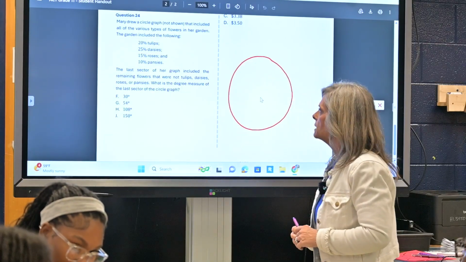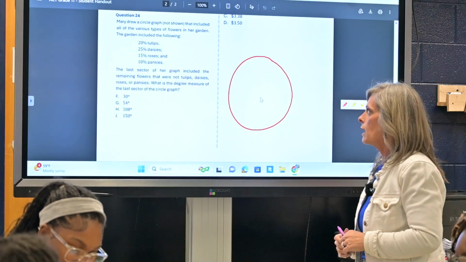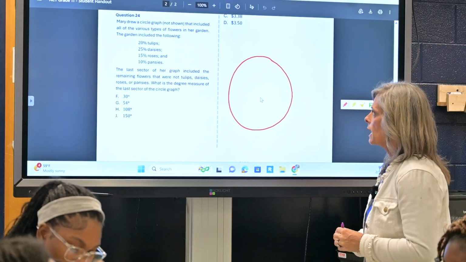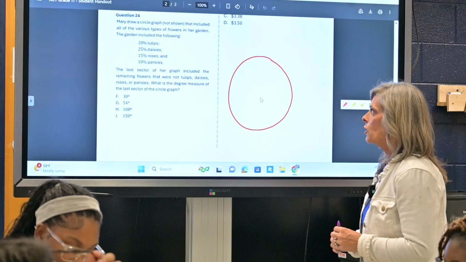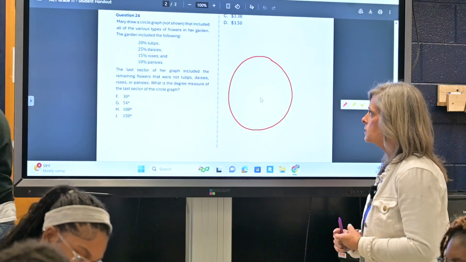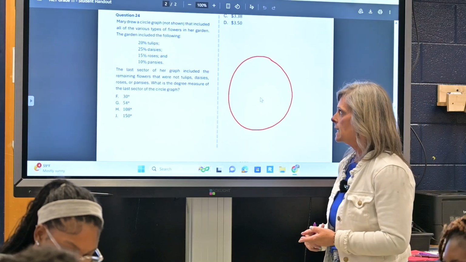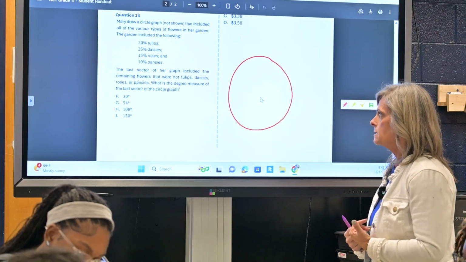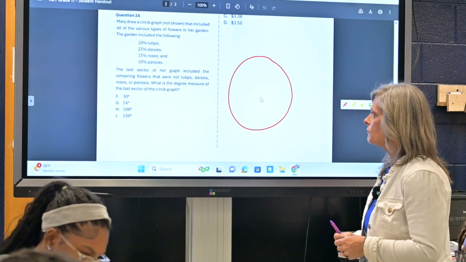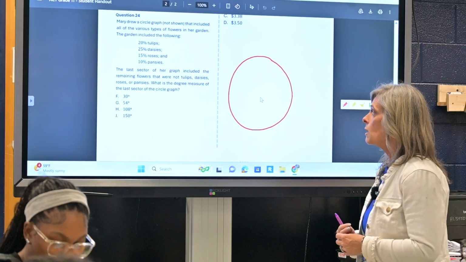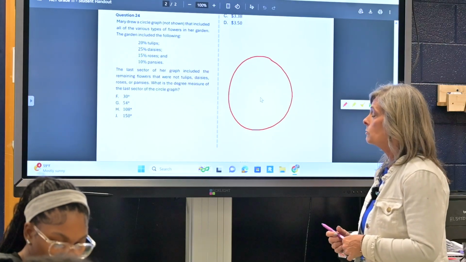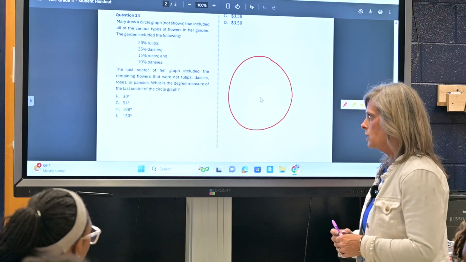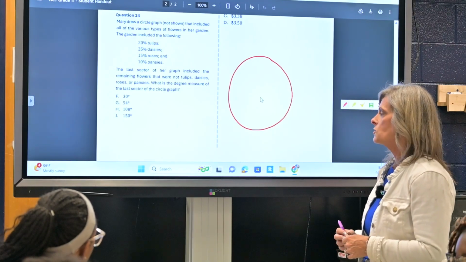Okay, and then it says, Mary drew a circle graph, which I drew, that included all of the various types of flowers in her garden. The garden included the following: 20% tulips, 25% daisies, 15% roses, and 10% pansies. The last sector of her graph included the remaining flowers that were not tulips, daisies, roses, or pansies. What is the degree measure of the last sector of the circle graph?